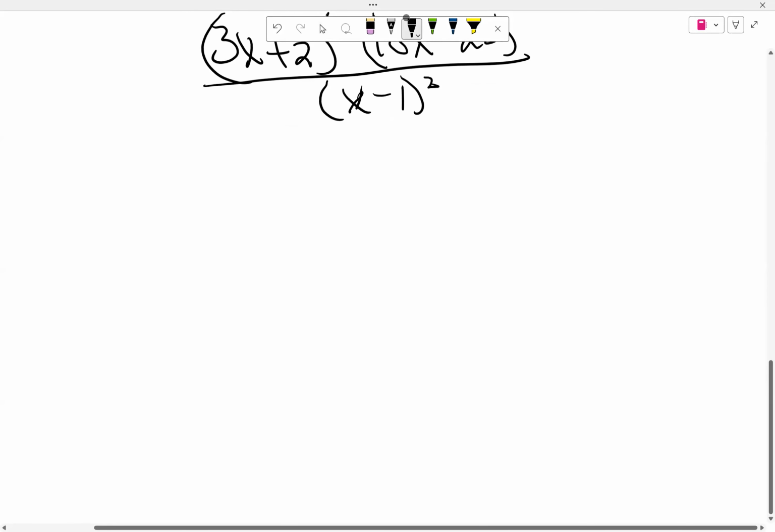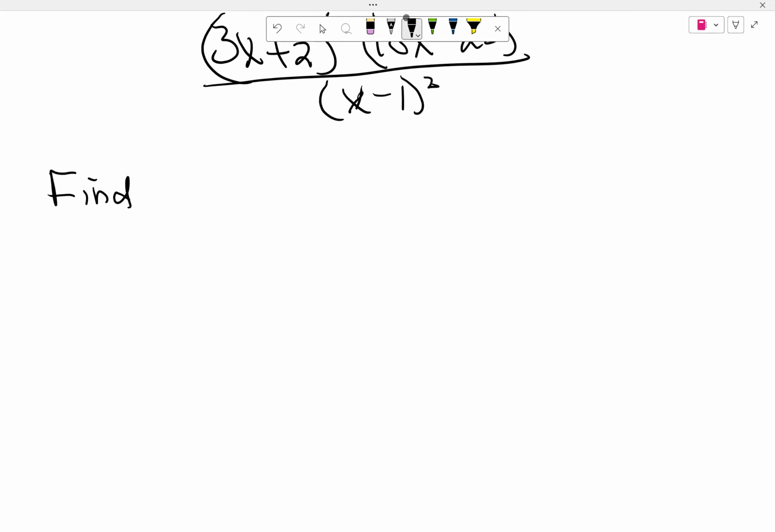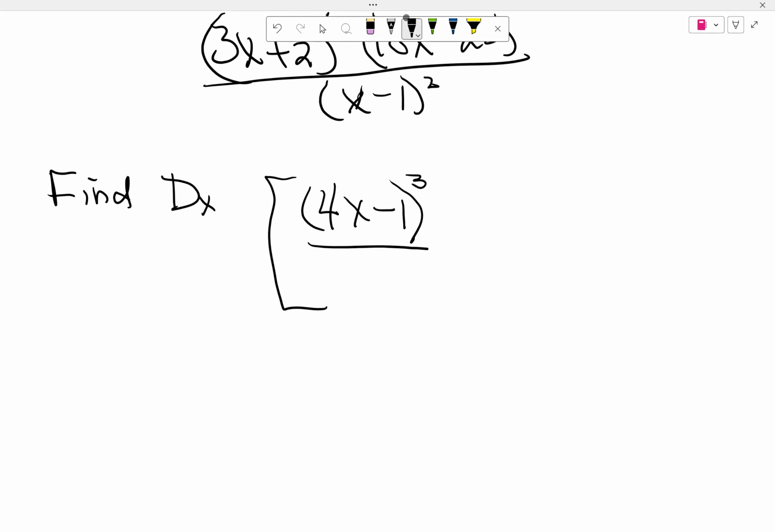Okay, so this is an example of find the derivative, so that they just say d of x, and then they give you the quotient where you have 4x minus 1 to the third power divided by x plus 3.